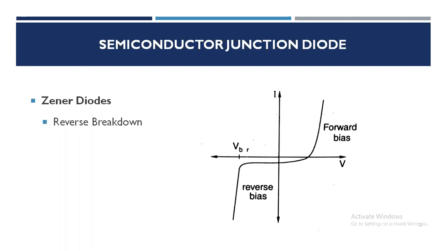If in a PN diode we measure the currents for increasing values of reverse voltage, a point would come where the diode would suddenly start to conduct a large current. As you can see in this figure of the VI characteristics of a diode, the current is increasing suddenly in the reverse bias. The voltage at which this occurs is called the breakdown voltage.